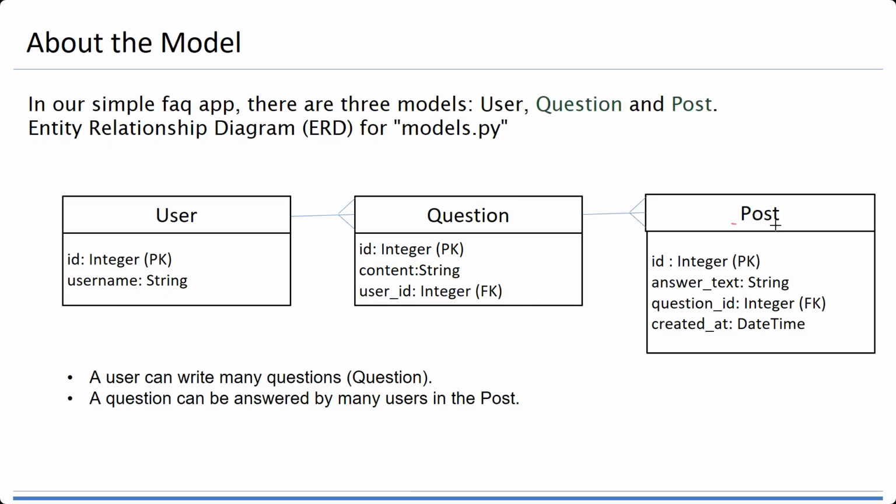The other table we call post. In the post, we have the ID, which is an integer and a primary key. For example, I have another variable we call answer text, which is a string. And we have another attribute we call question ID. It is an integer, and it is a foreign key. So this foreign key is connected or related to the ID from the question.